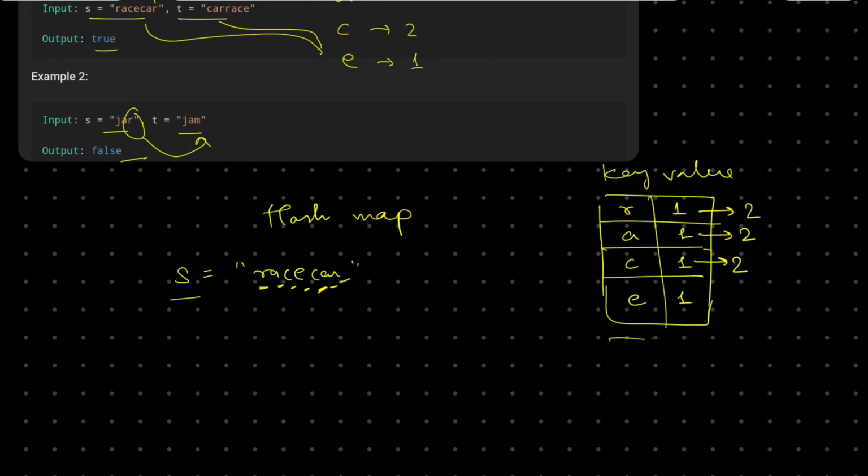And then coming to the string T, that is "carrace". For string T, we will decrease those counts. Okay. So iterating through string T, we will decrease those counts of the frequency. For string T, the first element is C.